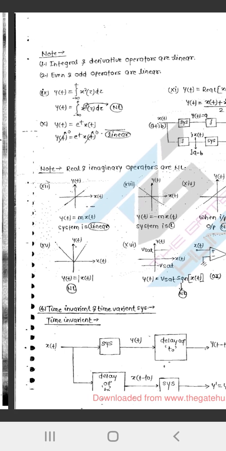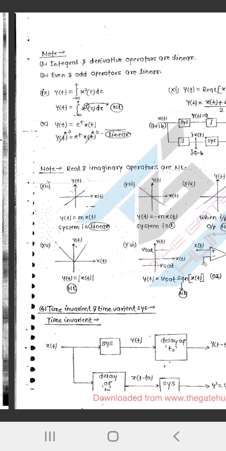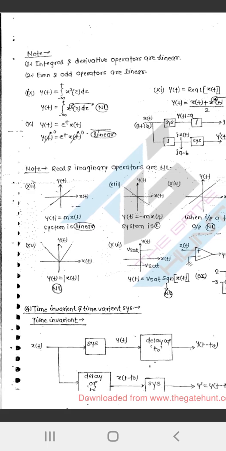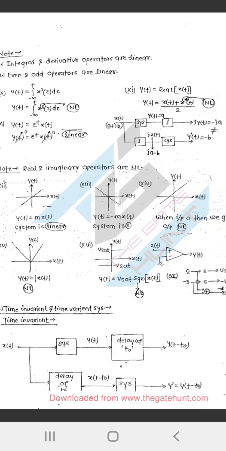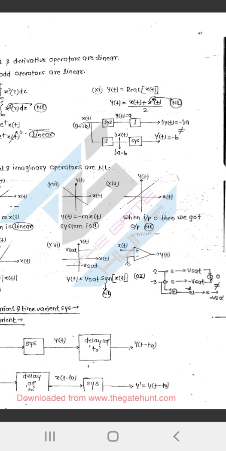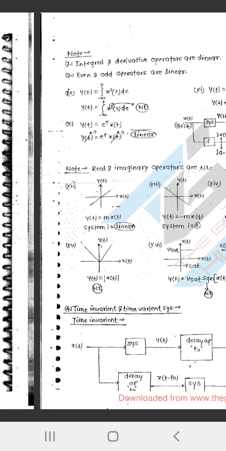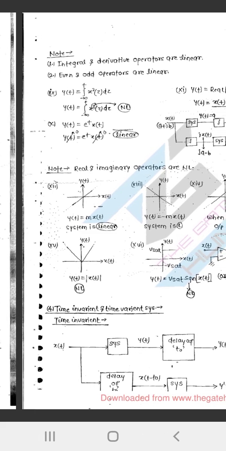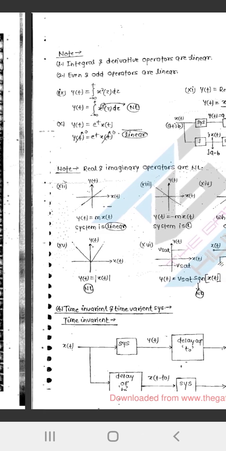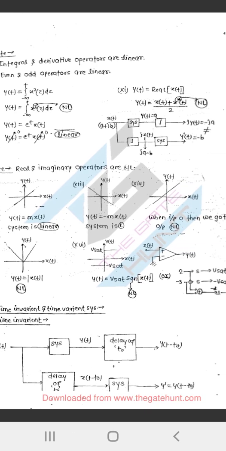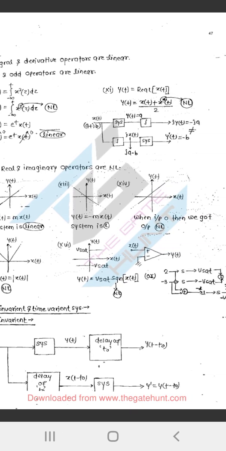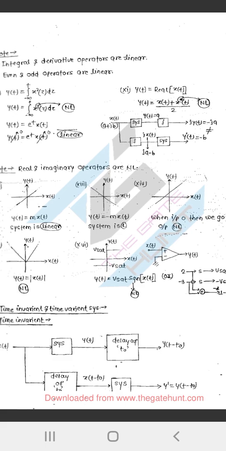And this second, y(t) is equal to m x(t). This system is linear. Input we get output, system is linear. y(t) is equal to x of mod of x(t). System linear. This system is null.